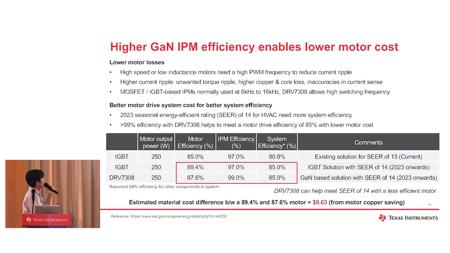So how does the TI GaN IPM enable lower motor cost? Lower motor losses: a high speed and low inductance motor needs high PWM frequency to reduce the current ripple. High current ripple creates unwanted torque ripple and high copper and core loss, and it also creates inaccurate current sense results.